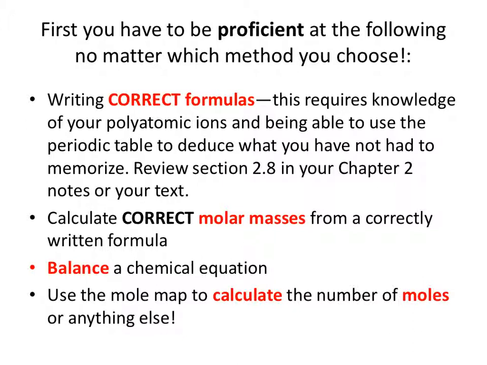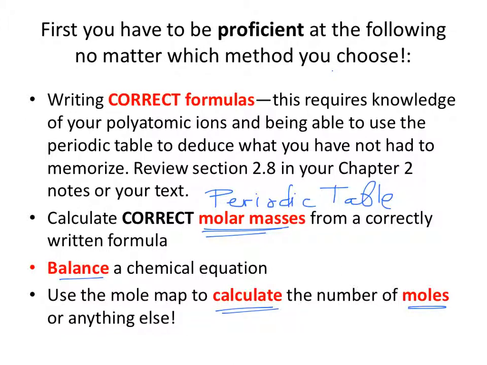Okay, first you have to be proficient with the following no matter which method you choose. You have to write the correct formula. Bottom line, you've got to know how to do the formulas. Number 2, you've got to calculate correct molar masses. Guys, this is very important. If you have the wrong molar mass, it's going to be wrong. And you get molar masses from the periodic table. And again, I stress, I know I do the molar masses for you a lot, but that's only because that's a time-saving technique so I can get through a lot more material, because I expect you to know how to solve molar masses. The third thing is a balanced equation, and then next you'll be able to calculate the moles or anything else that you need, okay?